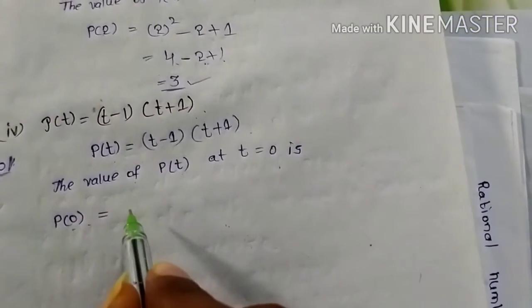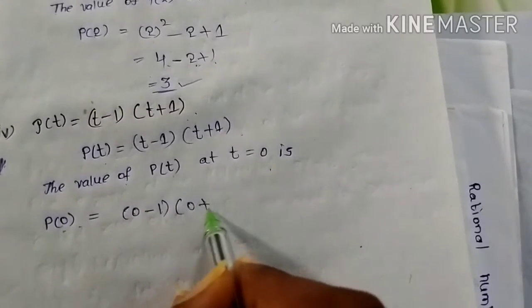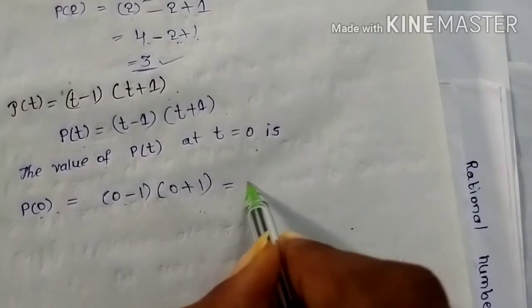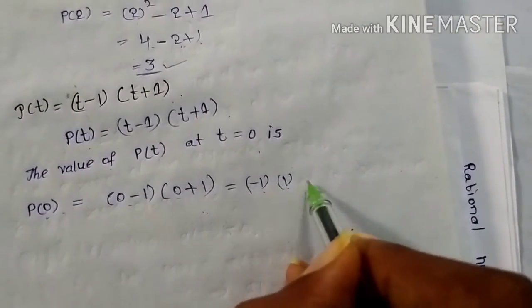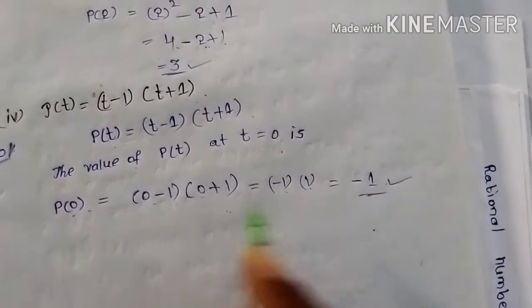You can write here, see, 0 minus 1 into 0 plus 1. 0 minus 1 is how much? Minus 1 only. 0 plus 1 is how much? 1 only. Minus 1 into 1 how much? It is minus 1 or not? Yes or no? This is your answer.